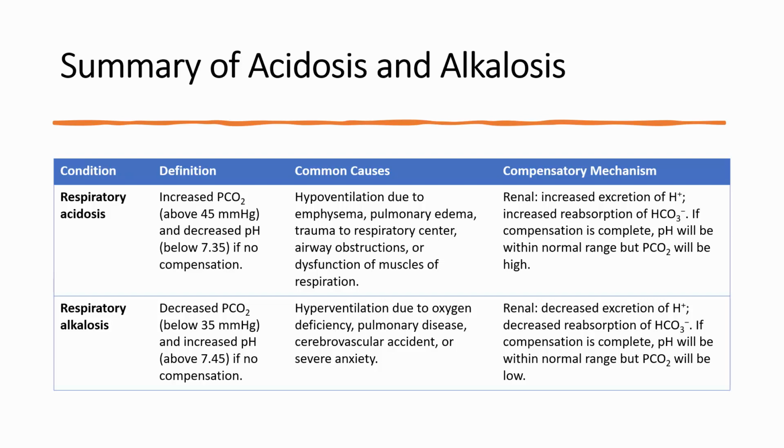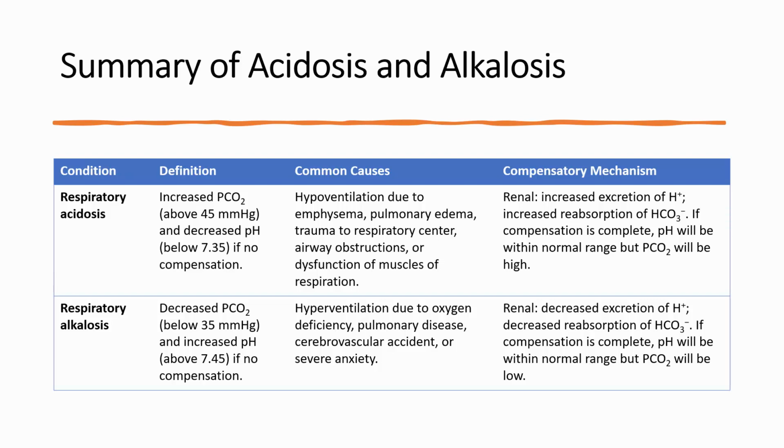Respiratory alkalosis, we have a decreased PCO2 below 35 millimeters of mercury and an increased pH, so it's going to be above 7.45 if there is no compensation. What can cause this? Hyperventilation due to oxygen deficiency, pulmonary disease, cerebrovascular accidents, CVAs, that's a stroke, or severe anxiety. In other words, you're hyperventilating.